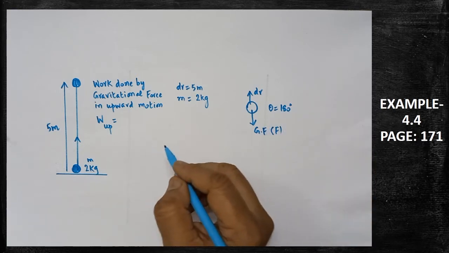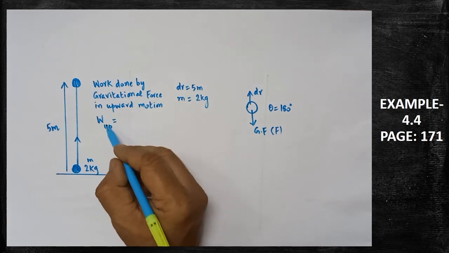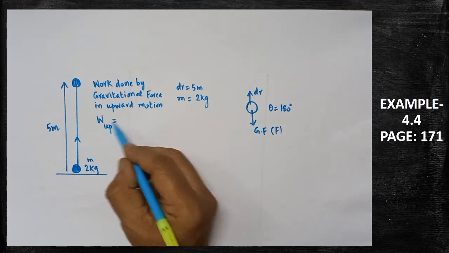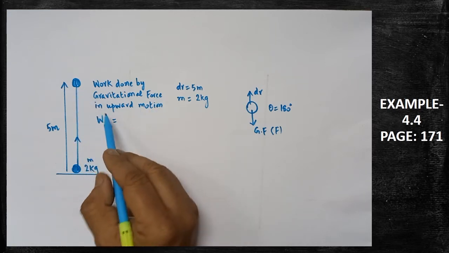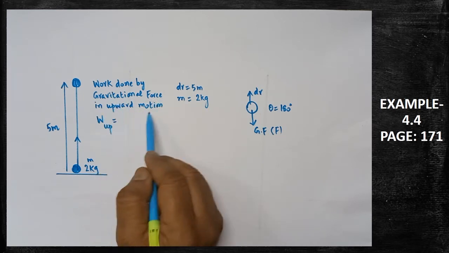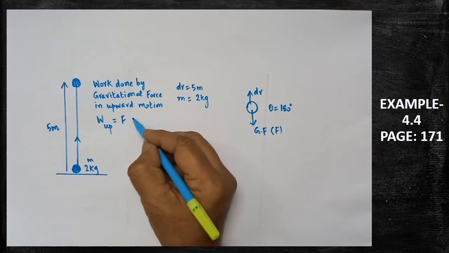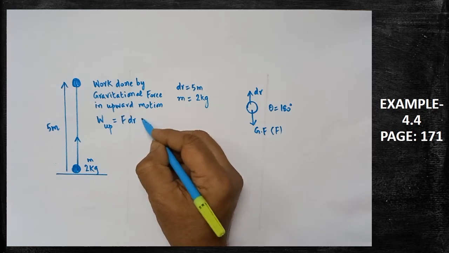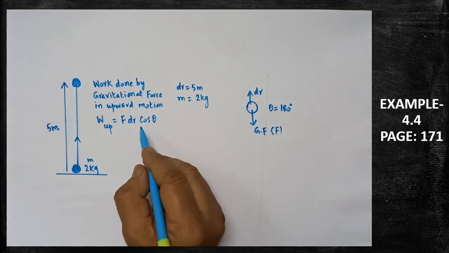Here, how do we calculate the work done? What is the formula to calculate the work done? The work done by the gravitational force in the upward motion is to be calculated. The basic fundamental formula is F dr cos theta. Are you clear? This is the very fundamental formula.